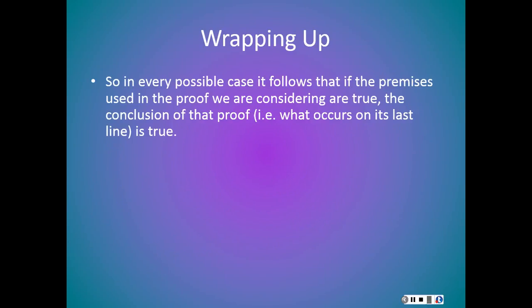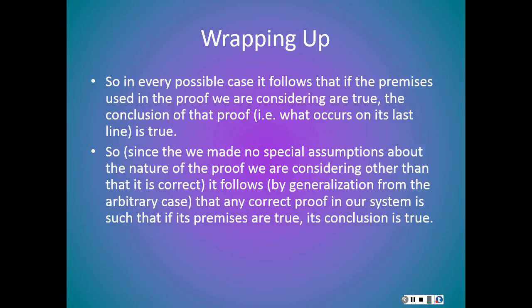Okay, so that completes case 3. Now we can go ahead and wrap up the entire proof. It was a proof by cases, and we've now shown that in every possible case it follows that if the premises used in the proof we are considering are true, the conclusion of that proof, i.e. what occurs on its last line, is true.